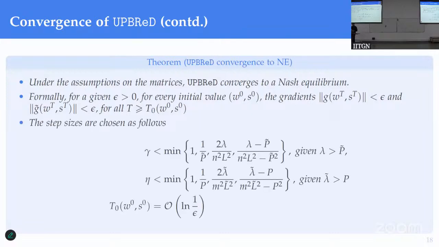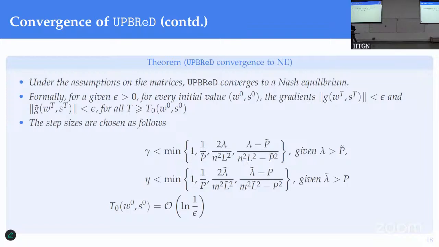You will have to choose the learning rates, lambda and eta, appropriately, and T_0 has to be large enough. I have just compressed it because otherwise the equation looks a little ugly. But you can see that this T_0 is actually inversely dependent on epsilon. So the higher accuracy you need, the longer you need to run the algorithm.